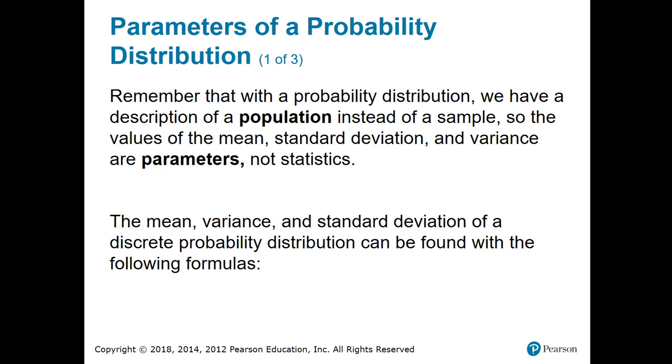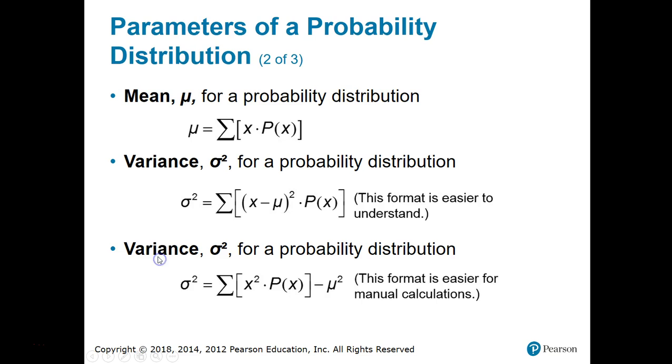All right, so if we have a probability distribution, we have a description of a population instead of a sample. So mean, standard deviation, and variance are parameters, not statistics. Mean, variance, and standard deviation of a discrete probability distribution can be found with the following formulas. Formulas we kind of already know. Mu is equal to sigma x times P of x.